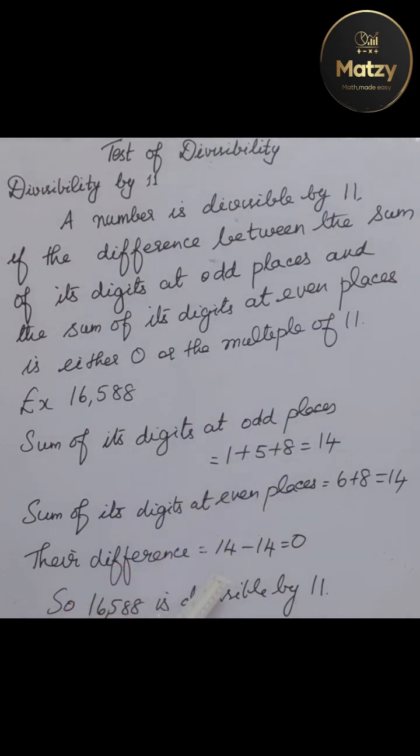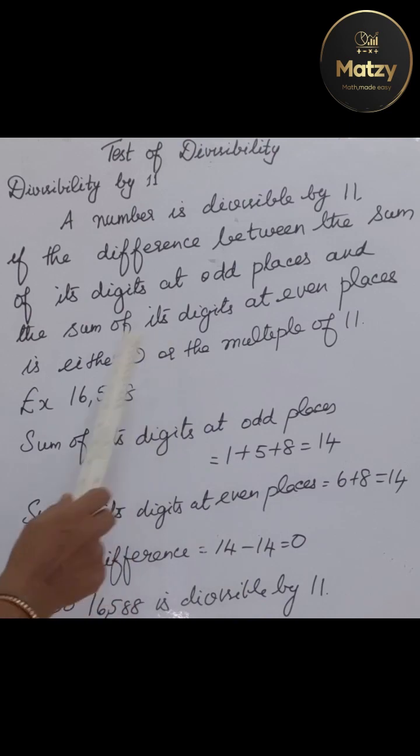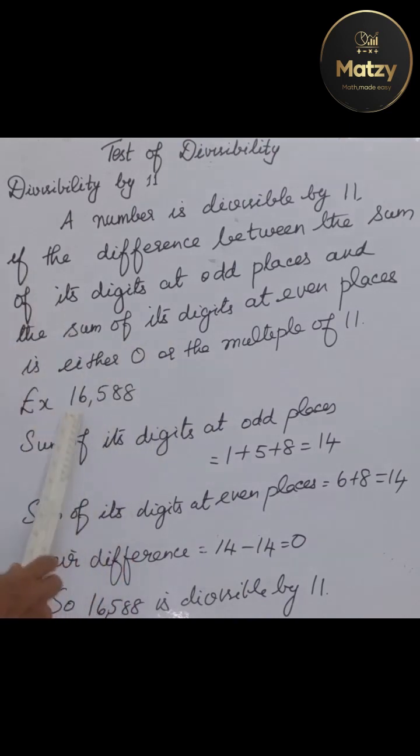I am finding out the difference. 14 minus 14 is 0. So if the difference is 0, then this full number is a multiple of 11. That is, the full number is divisible by 11.